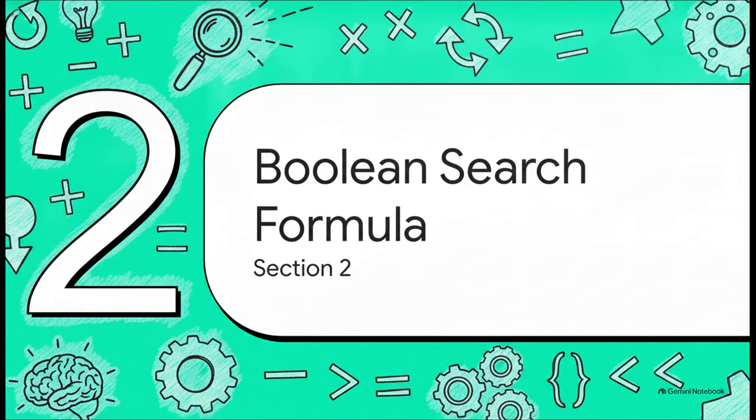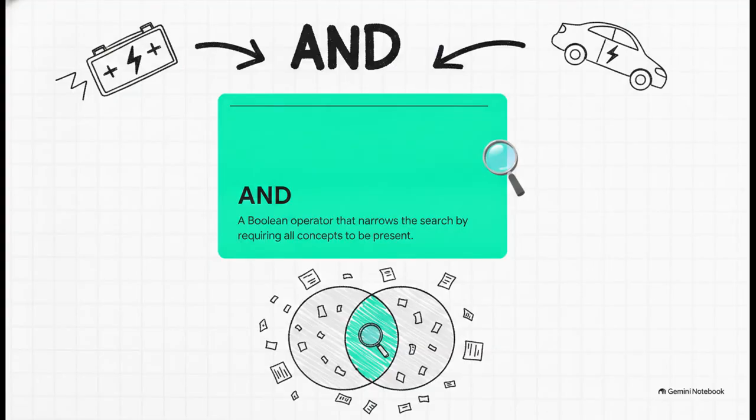Moving on to Part 2, the Boolean search formula. Now, to get highly targeted results, we are going to start treating search strings like mathematical formulas rather than conversational sentences. This is exactly where you level up from a casual searcher to a precision researcher, using Boolean operators.